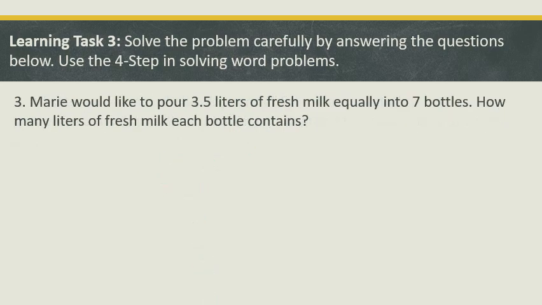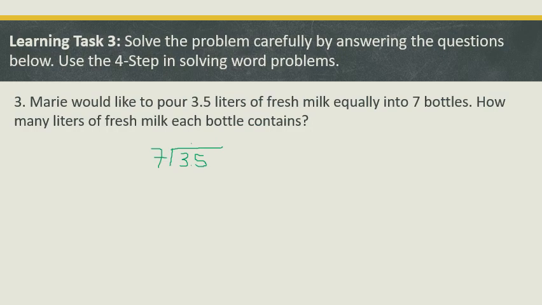Then, number 3, Marie would like to pour 3 and 5 tenths liters of fresh milk equally into 7 bottles. How many liters of fresh milk does each bottle contain? So, hahati-hatiin natin sa 7 bote ang 3.5 liters of fresh milk. So, makikita nyo dito, ang 7 is whole number na, so wala na tayong i-move na decimal. So, tapat lang natin yung decimal point ng 3.5 sa quotient.